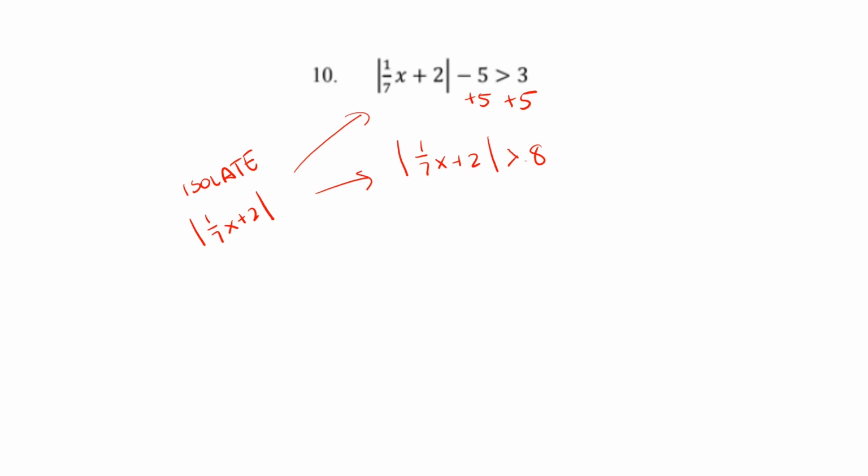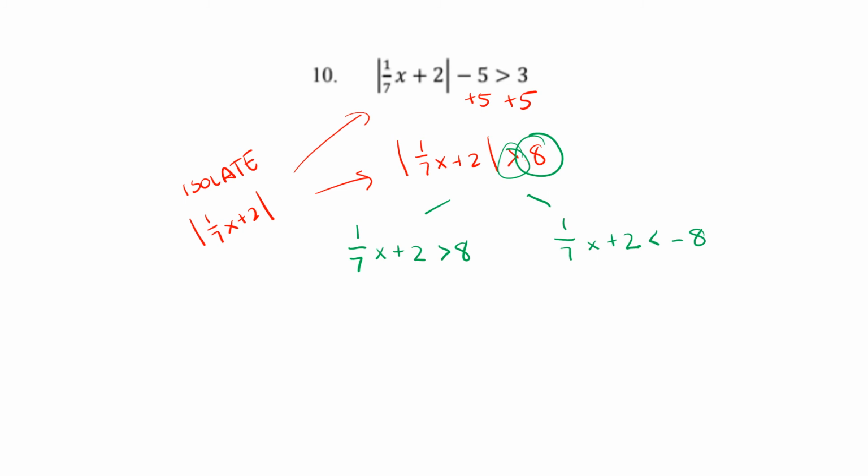Your two equations. The first one, 1/7 x plus 2 is greater than 8. Looks exactly like the original without absolute values. The second equation, 1/7 x plus 2, that's the same. Flip that from a greater than to a less than. Flip that from a positive 8 to a negative 8. Now we have our two equations, which we will solve independently.